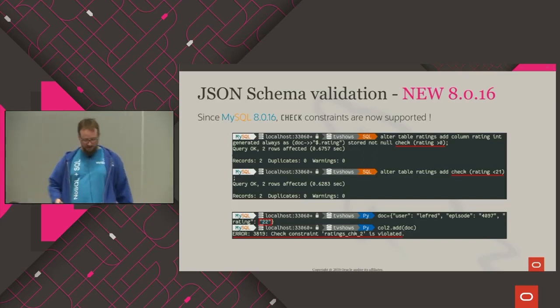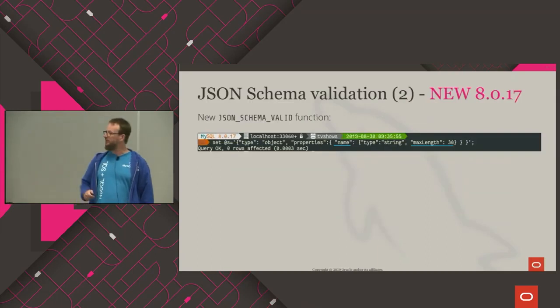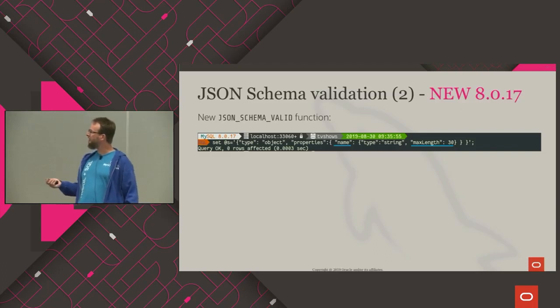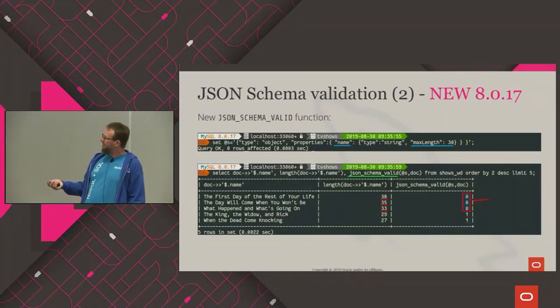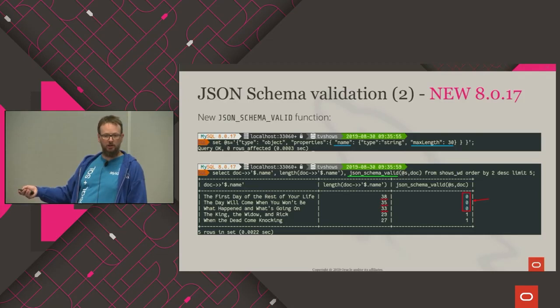But now people wanted more, and we did more. In 8.0.17, we have the schema valid function now. This is one of the new functions for the JSON data type, and we say, okay, for the name, I want a max length of 30, so this will be my schema properties. Let's call it like that, right? And then I say, I want to check if my document is valid. And then you say, this one is not valid because the title name here is longer. So you say, these documents were not valid.